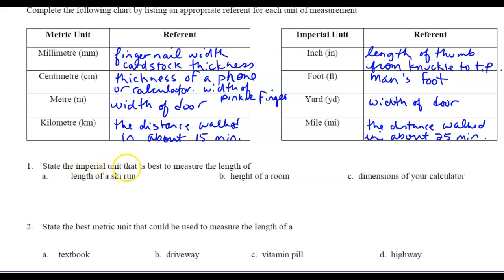So state the imperial unit that is best to measure the length of a ski run. So imperial's over here. Do you think it's best to measure in inches? No. Even feet? No. Yards? No. Maybe in golf for each tee, but it would be miles, at least in Alberta, with the ski hills that we have, right?